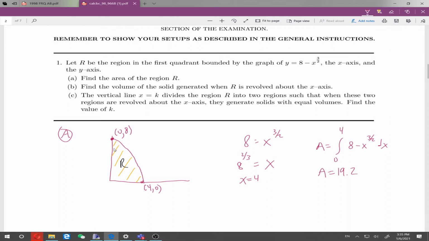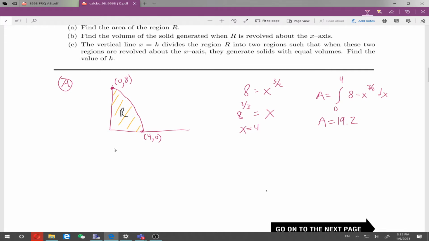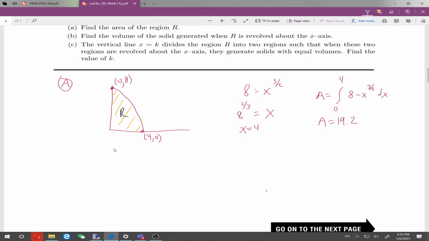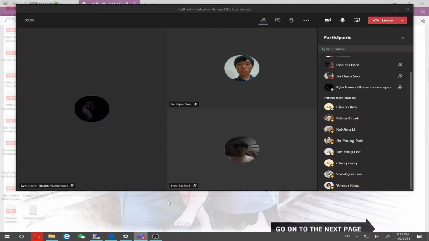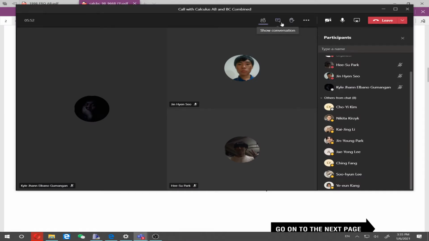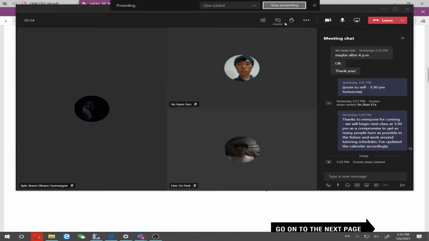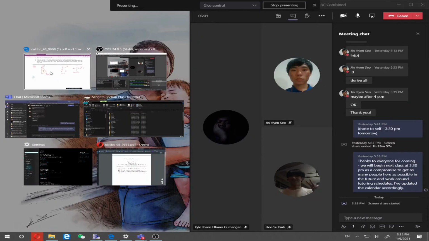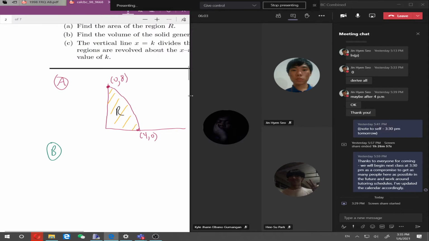Okay, for B, I want to find the volume of the solid generated when our region R is revolved about the x-axis. I'm going to jump to Jin for this one first, who I'm assuming is still on chat. Jin, if we are revolving around the x-axis, would this be disk method or shell method, do you think?